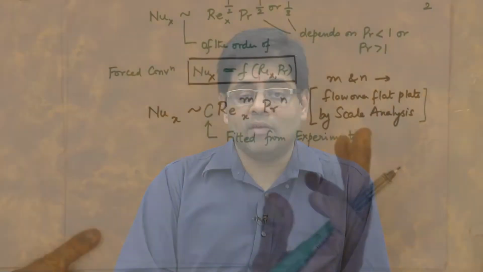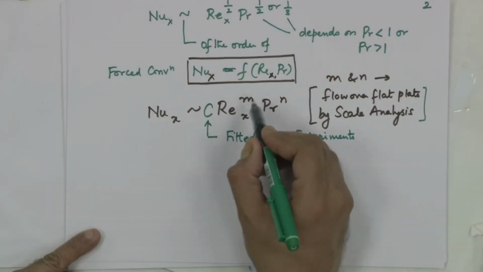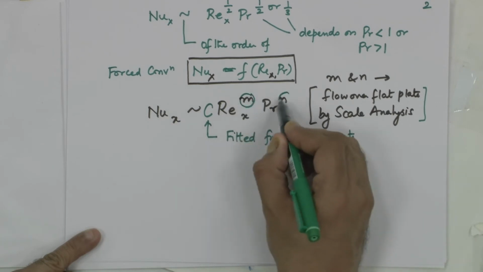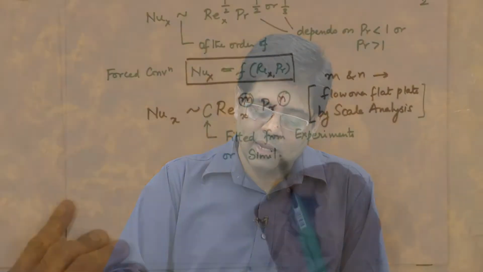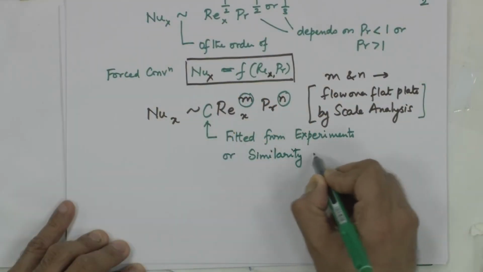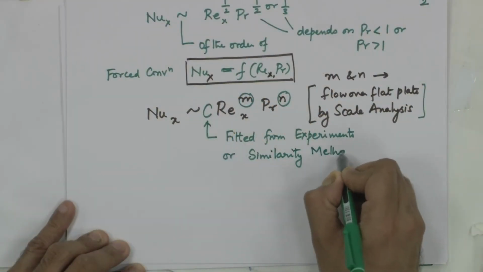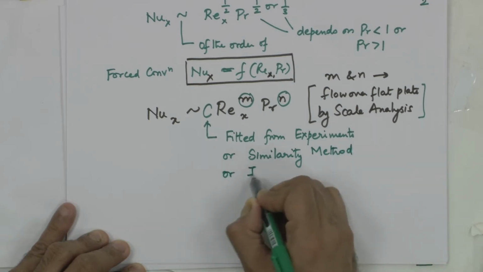So you develop a correlation for flow over a heated flat plate with some other conditions. M and N will come out to be half or 1/3. It cannot be some other power. Scaling analysis tells you that. The value of this coefficient can be obtained from experiment or from a mathematical method called the similarity method, which we will see, or an integral method.